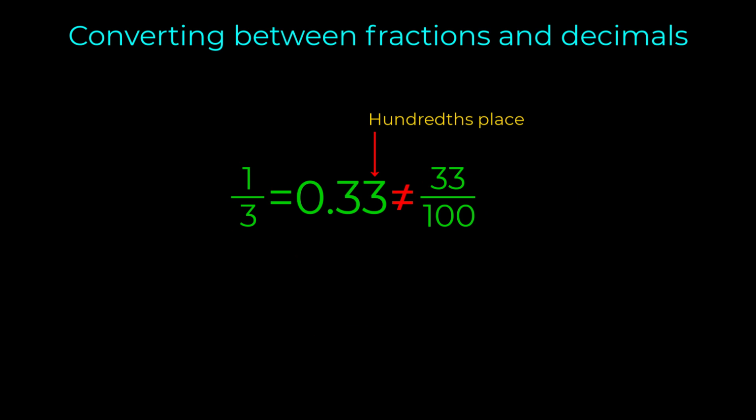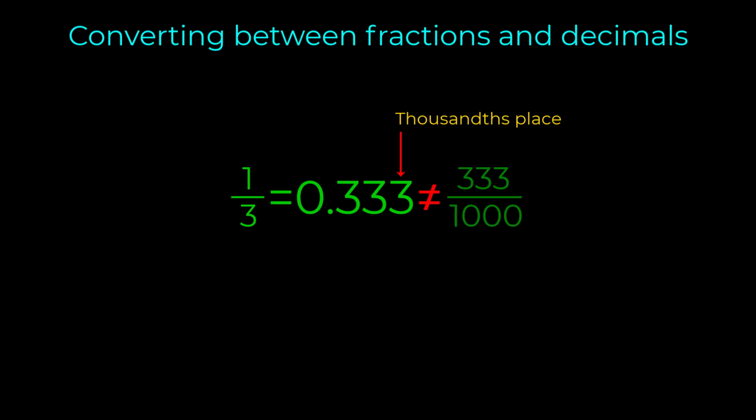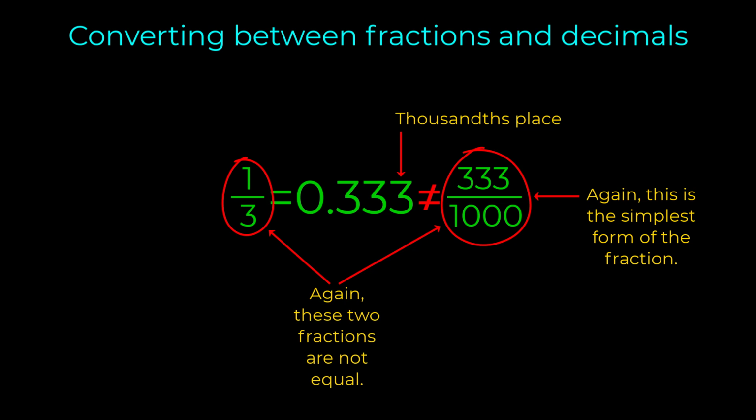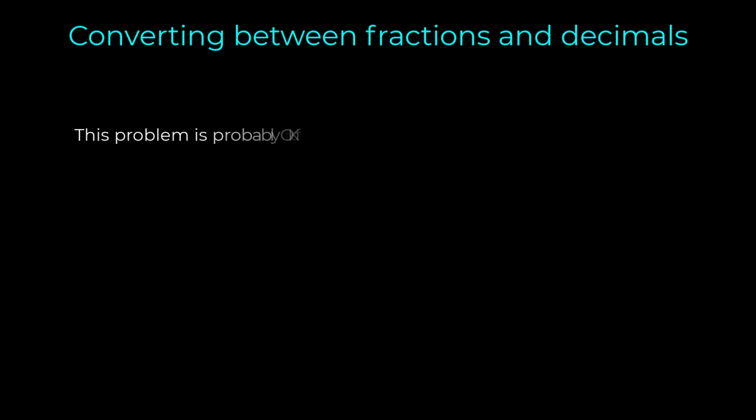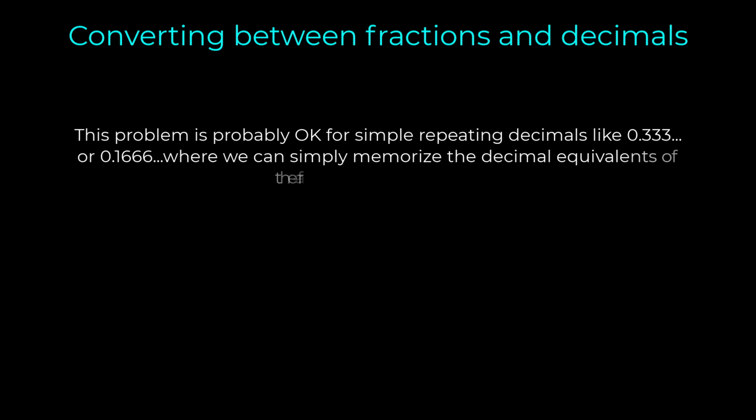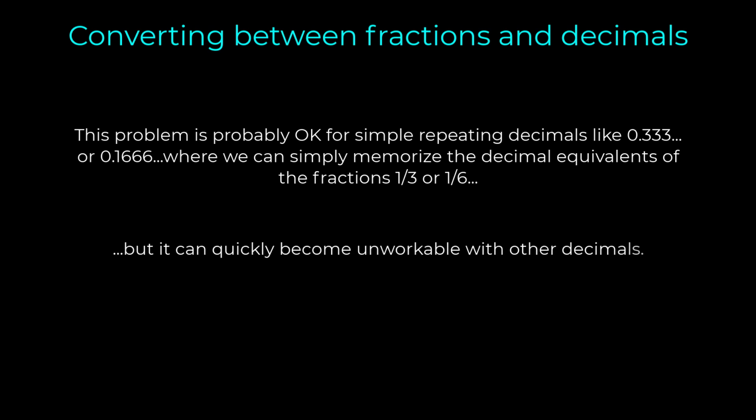I'm stuck. If I go out to 3 decimal places, it doesn't help. Now my fraction is 333/1000. Again, this is the simplest form of that fraction, but also again, it is not equal to the original fraction of 1/3. Close, but no cigar, as they say. This problem is probably okay for simple repeating decimals like 0.333 or 0.1666, where we can simply memorize the decimal equivalents of the fractions 1/3 or 1/6. But it can quickly become unworkable with other decimals.